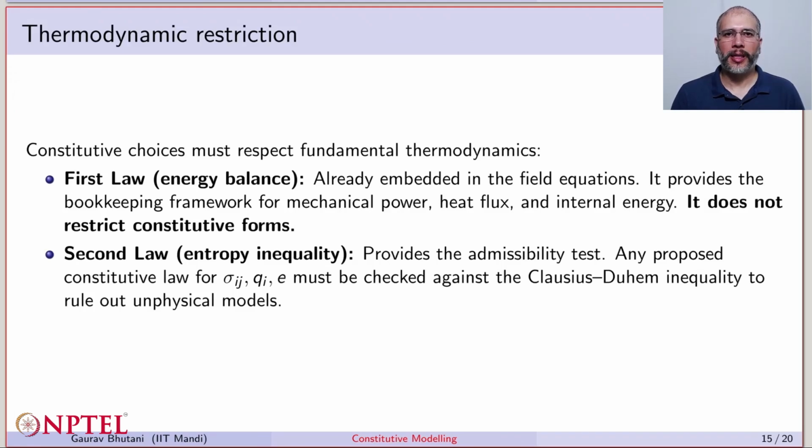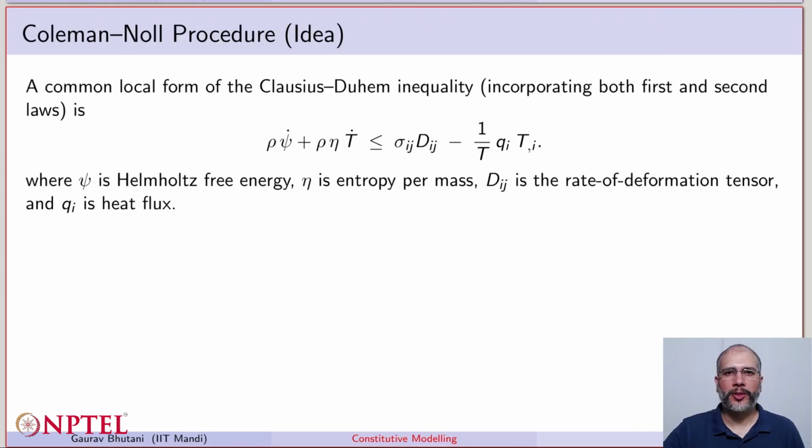So every law that clears the symmetry test, whether of frame rotation or of material symmetry, does not necessarily satisfy the test for the second law of thermodynamics. So any proposed law that we have must be checked against the Clausius-Duhem inequality, which is a form of the second law of thermodynamics, to rule out unphysical models in the choices. So let us look at the procedure we have to follow to check for the admissibility of constitutive models based on the second law of thermodynamics. This procedure is called the Coleman-Noll procedure.